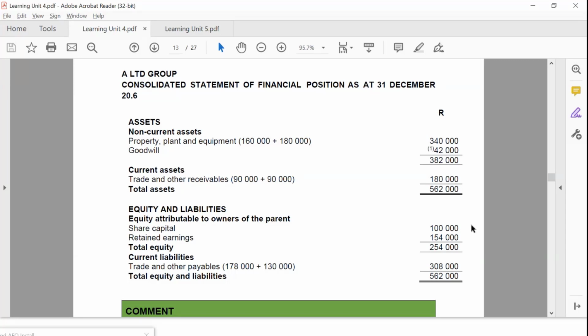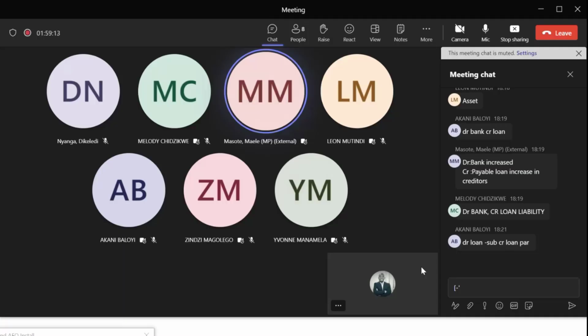Share capital from the statement of change in equity was 100,000, only 100,000, we bring it here. Retained earnings from the statement of change in equity was 154,000. That is it. Trade and other payables, 178 plus 130. There were no pro forma journal entries pertaining to trade and other payables. So the answer remains 308,000. Any questions, guys? Yes, sir.